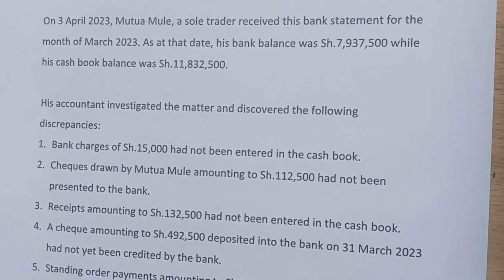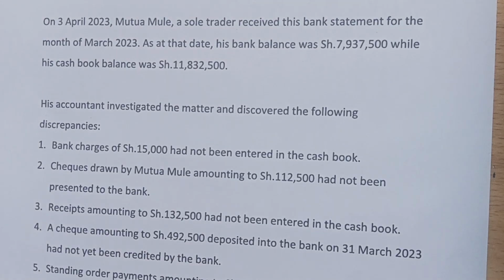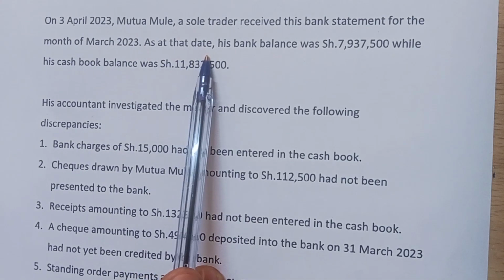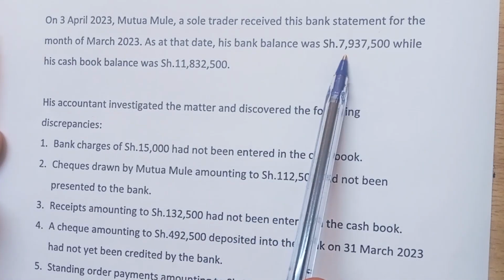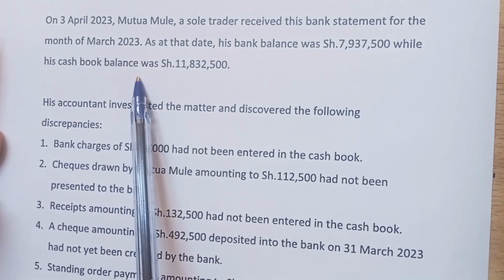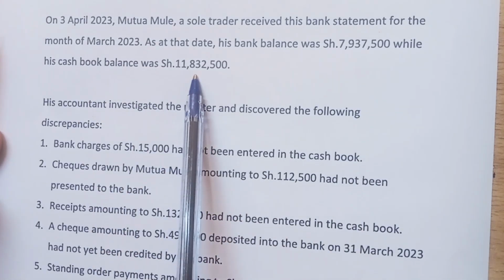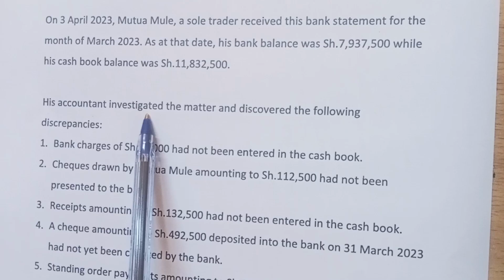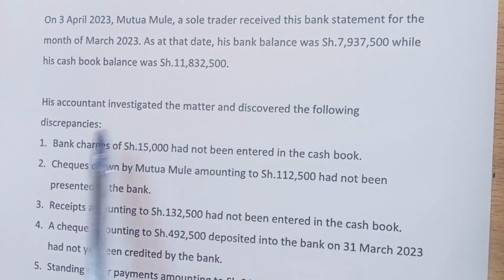Okay, welcome again. Today, I want us to look at this question. It says on 3rd April 2023, Mutua Mule, a sole trader, received his bank statement for the month of March 2023. As at that date, his bank balance was 7,937,500 shillings, while his cash book balance was 11,832,500 shillings. Then we are being told that his accountant investigated the matter and discovered the following discrepancies.